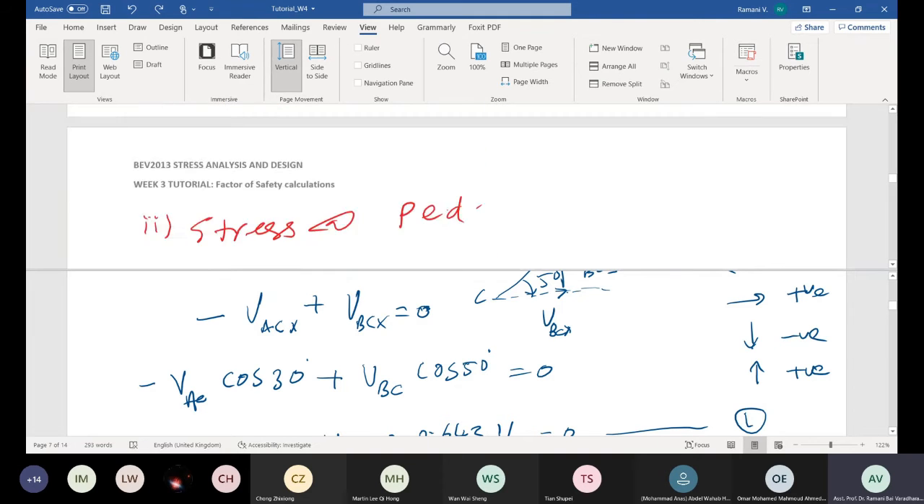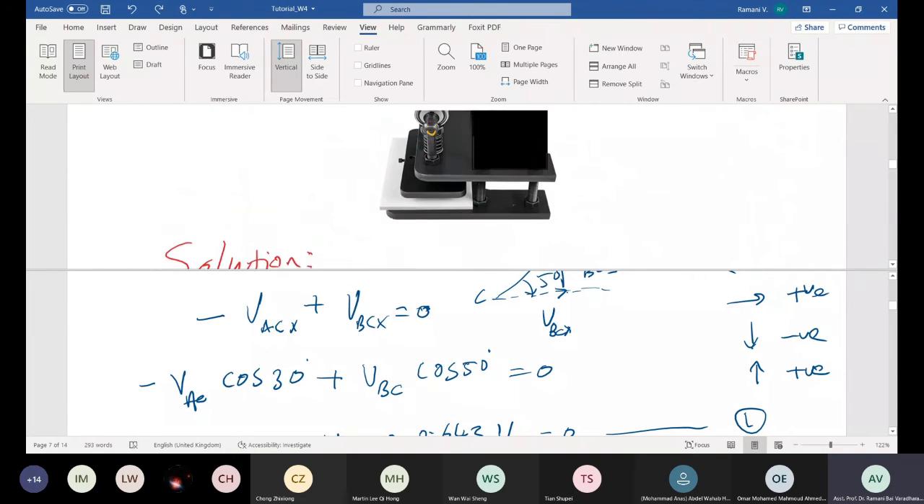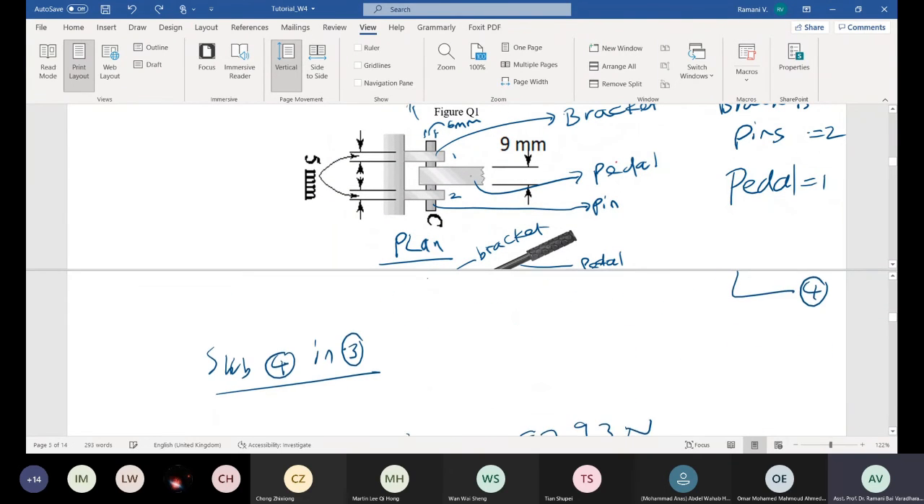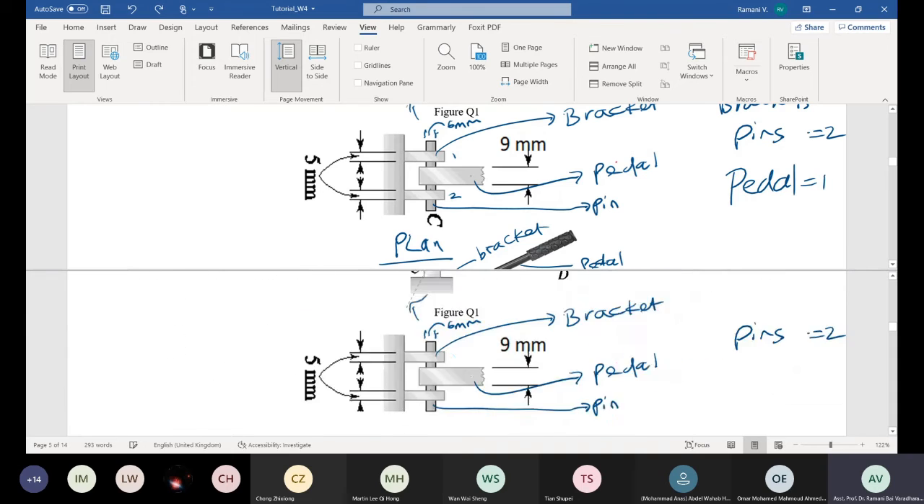I don't know what's happening to me. All of you be here to check the diameters, everything, so that you can answer properly.